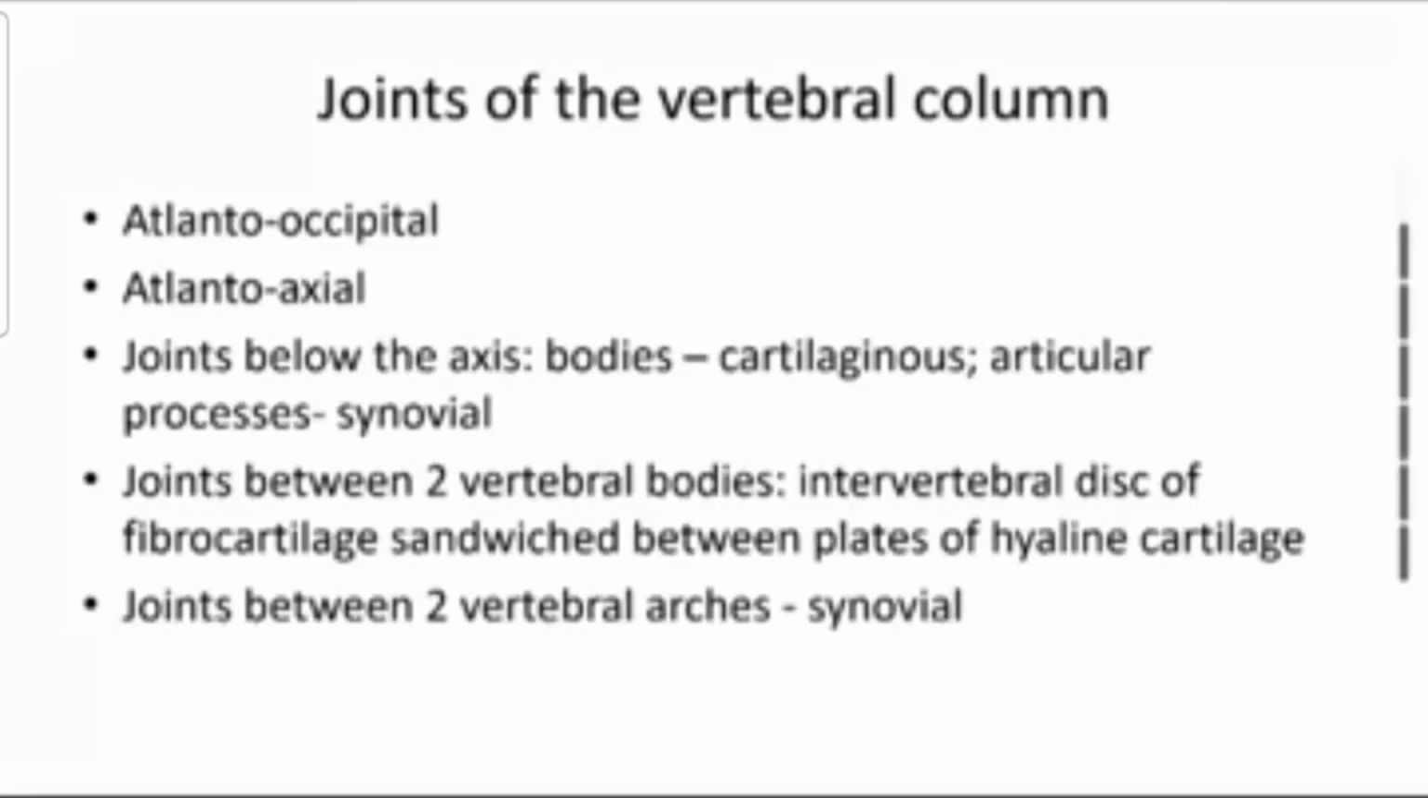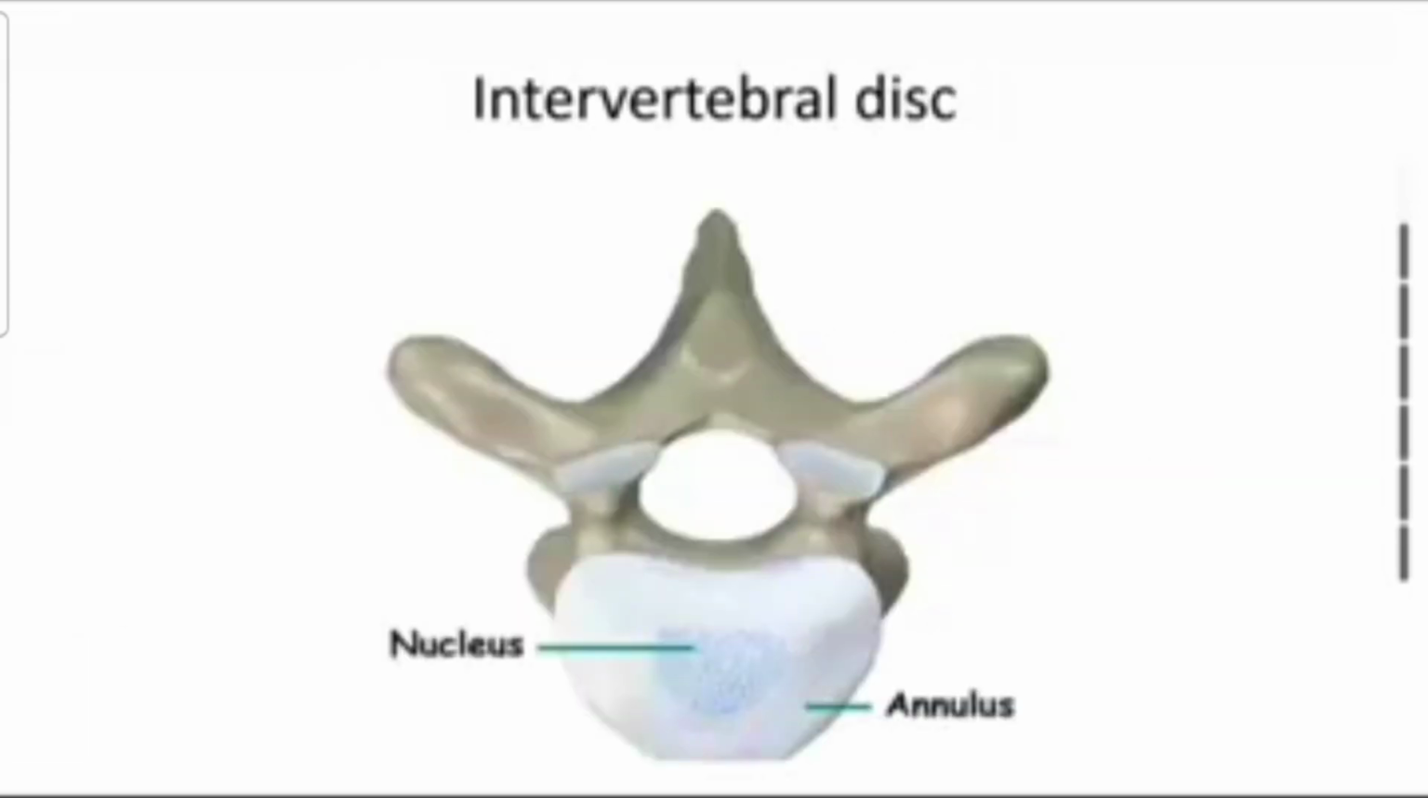You can see the intervertebral disc, which is a fibrocartilage. If you look at the structure, in the middle of it we have the nucleus pulposus, and on the periphery we have the annulus fibrosus. So those are the divisions that you will have in an intervertebral disc if you cut through it and look at it.